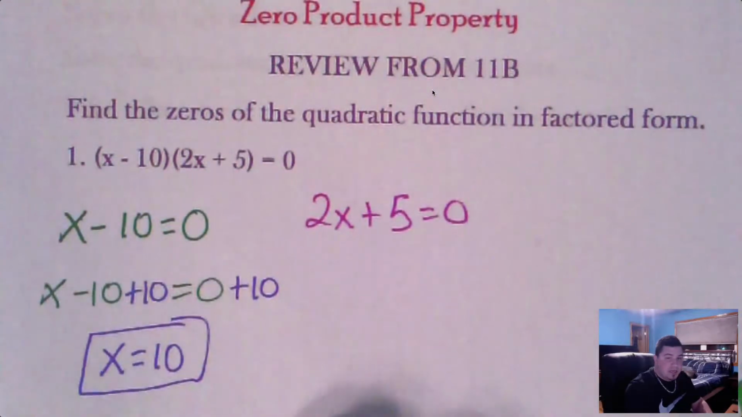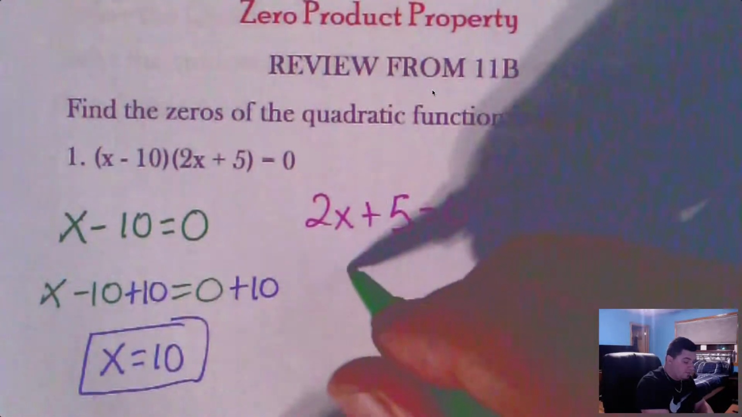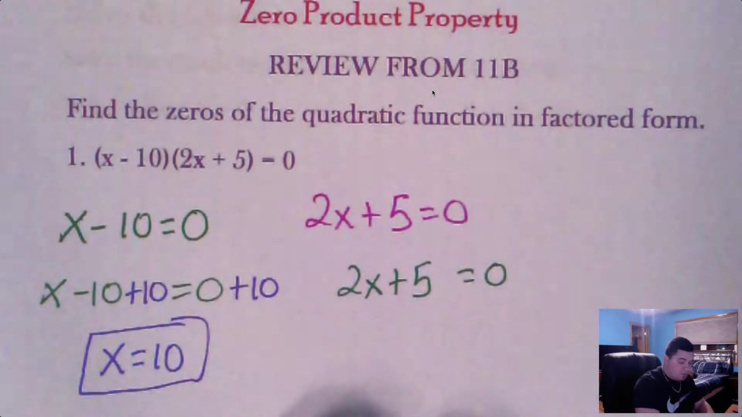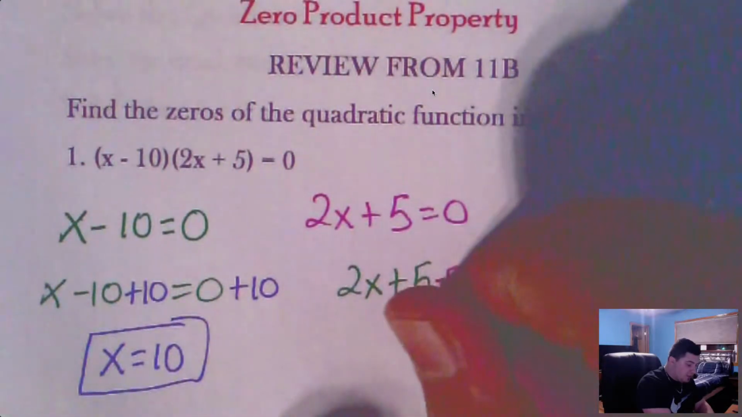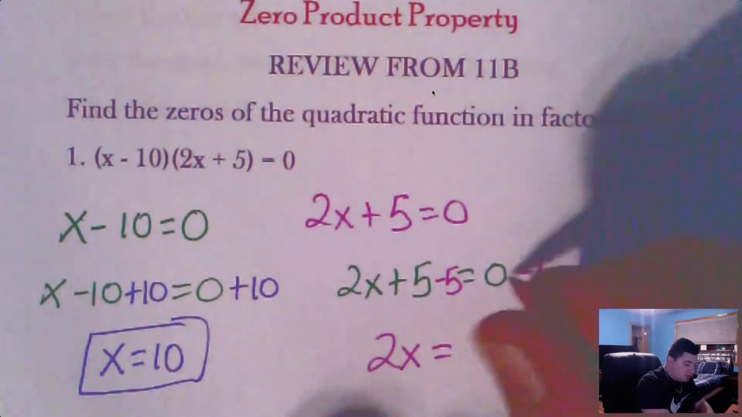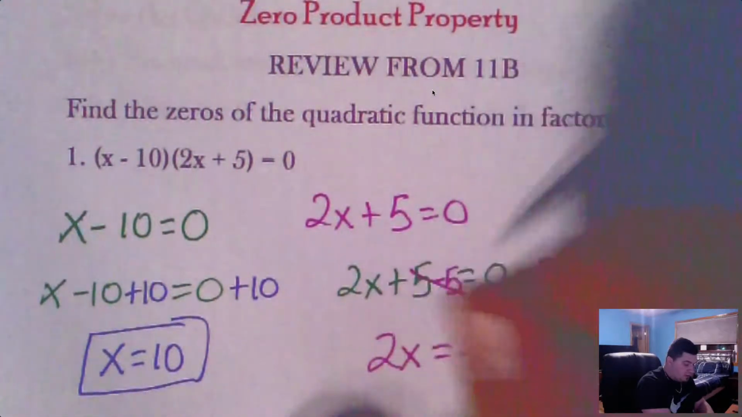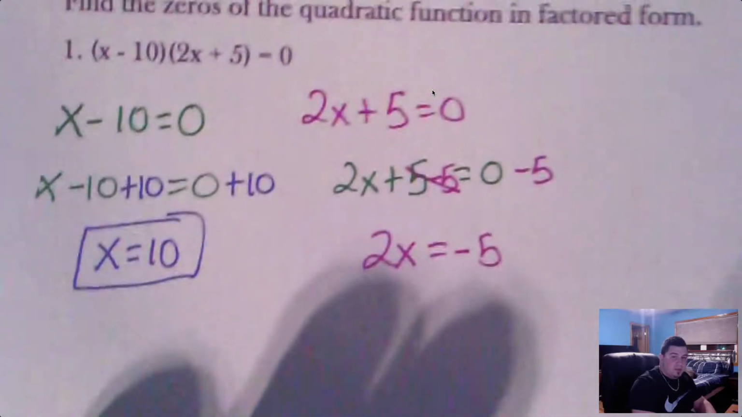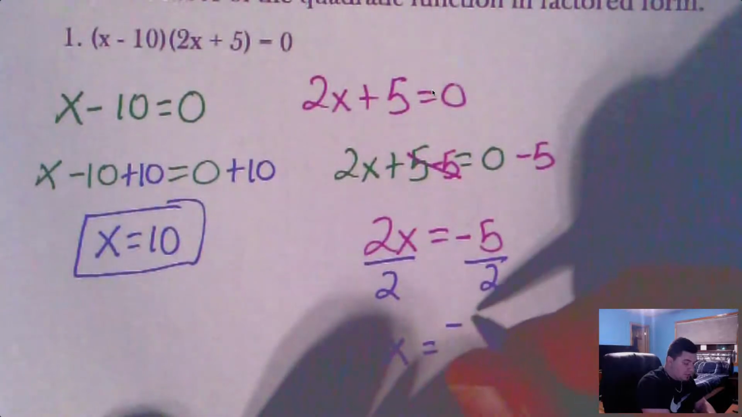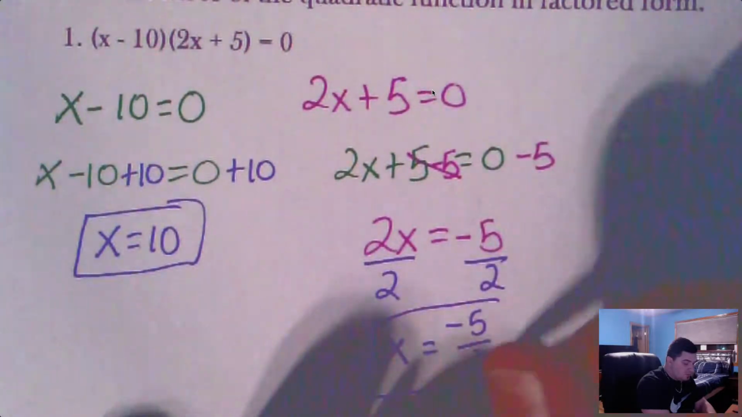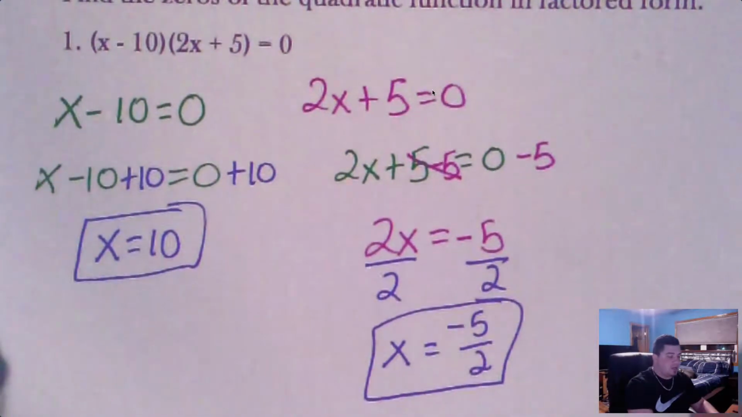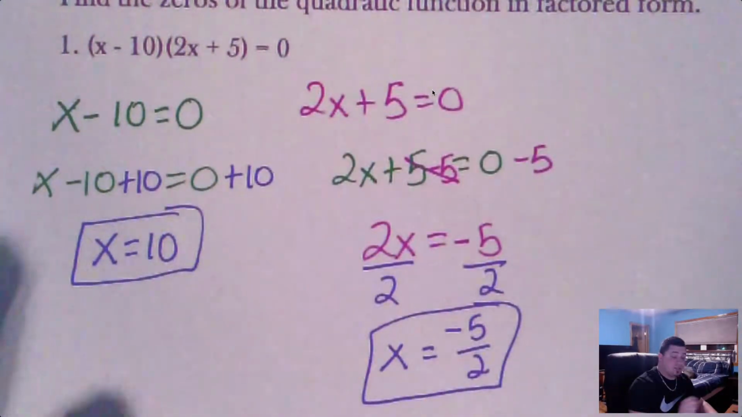And then on the other side, I'm going to start off with subtracting the 5, because the inverse of plus 5 is a minus 5. 0 minus 5 is negative 5. Those would cancel. Then I would divide by 2. And x equals negative 5 over 2. Okay, so that's what we did in 11b in order to find the zeros using the zero product property.